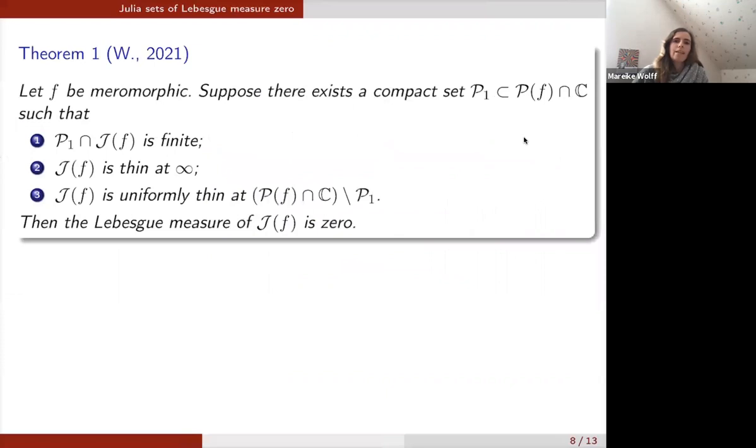Okay, so much about what cannot be done. Now it's time to think about what actually can be done. So we suppose that f is meromorphic, and then we suppose that there is a compact subset P1 of the post-singular set, which will serve as some sort of exceptional set, such that P1 has finite intersection with the Julia set. And then we suppose that the Julia set is thin at infinity and uniformly thin at the post-singular set minus P1. And under these assumptions, we can show that the Lebesgue measure of the Julia set is 0.